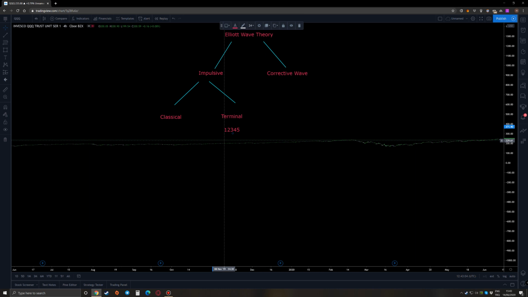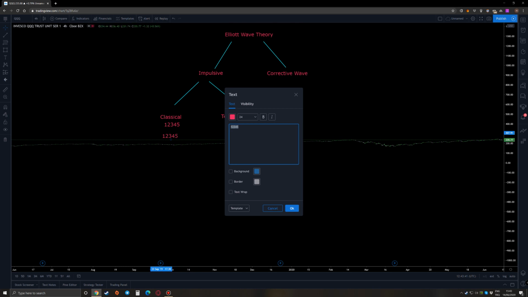corrective instead of impulsive. So in a classical impulsive move, you have 1, 2, 3, 4, 5, where the first wave, third wave, and fifth wave have to be impulsive, and the second wave and fourth wave are corrective. Now in a terminal move, the first, second, third, fourth, and fifth waves are all corrective, just like a triangle. So you have to ask yourself, if I'm in an impulsive move, is it a classical impulsive move or am I in a terminal move? If it's a classical impulsive move, then you have to ask yourself what kind of classical impulsive move.